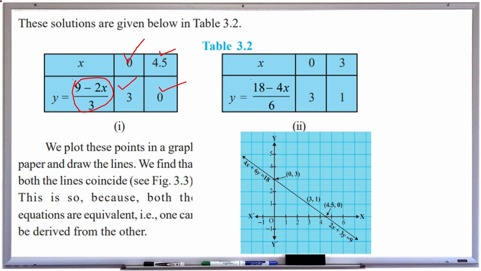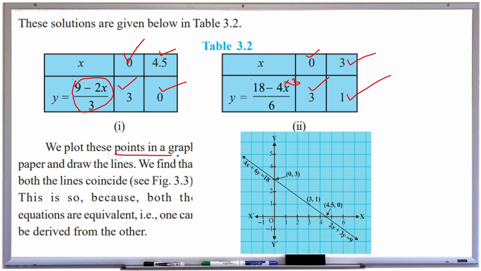Similarly, the second equation: x value you put 0, y you will get 3. Instead of x you put 3, so 4 threes are 12, 18 minus 12, so you will get 6. Now put the value of 3 in place of x, you will get the value of y. So just apply this value here, you will get the points.